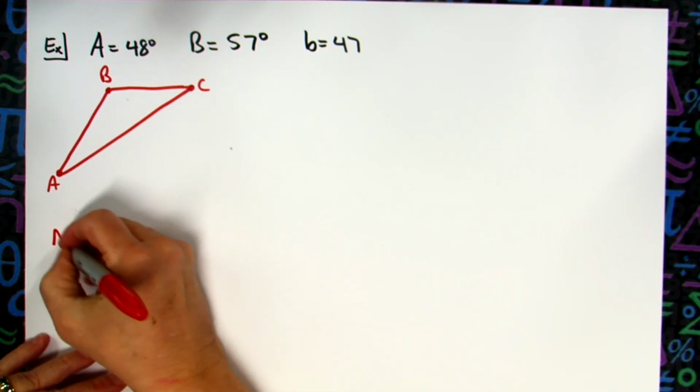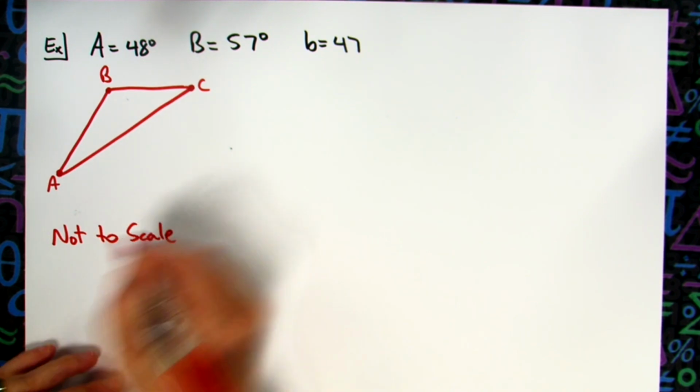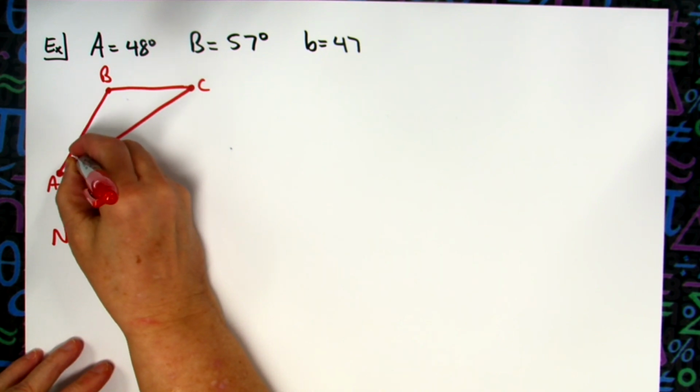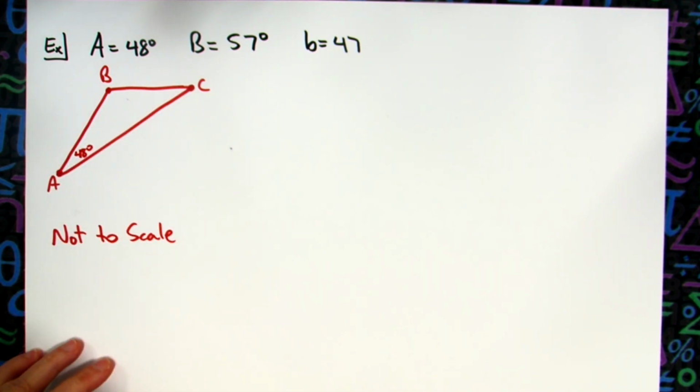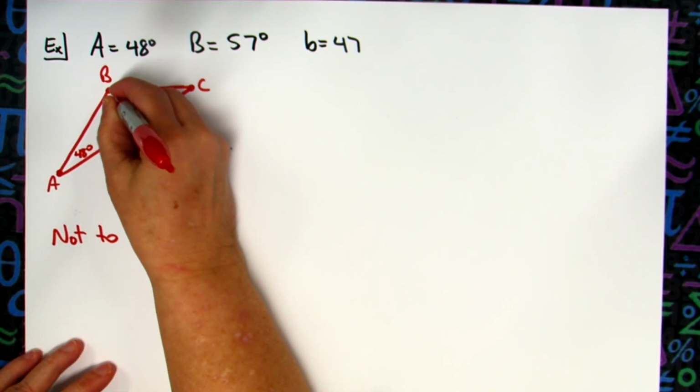All right, and then let's emphasize this is not drawn to scale. It's just a random triangle. Let's put on the information they give us. Angle A is 48, so I'm going to put a 48 where A is. B is 57, so I'm going to put 57 degrees in there.